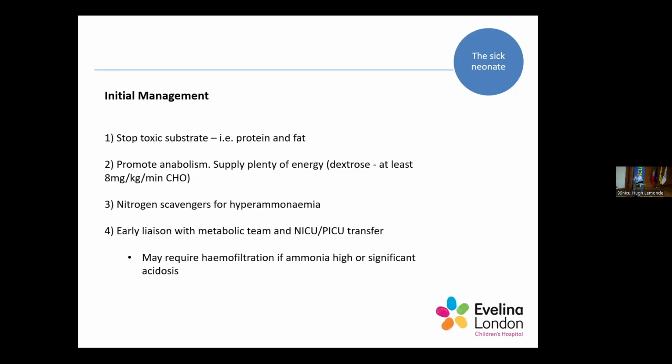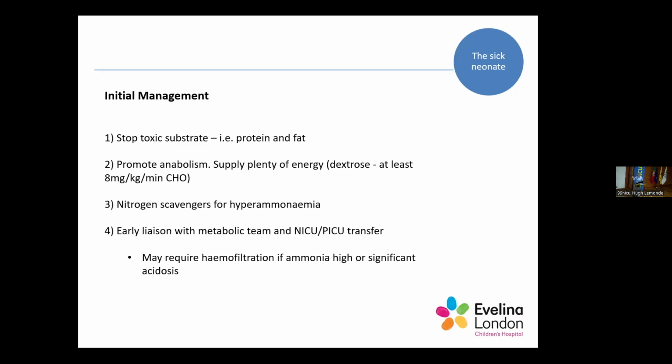The next step is promoting anabolism. So this is trying to stop the child using the pathways that don't work. And we do that by giving plenty of dextrose. And certainly in the neonatal period, we like to give a generous amount, typically 8 milligrams per kilo per minute. And when they're unwell, if we can give insulin as well, that's very helpful because that's an anabolic hormone.